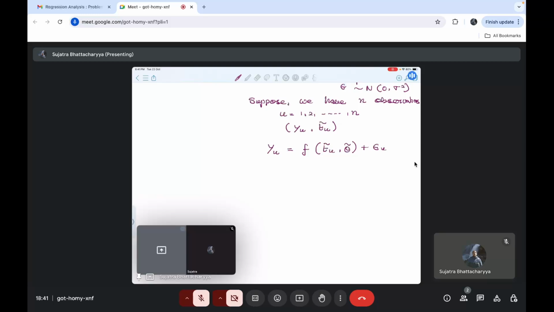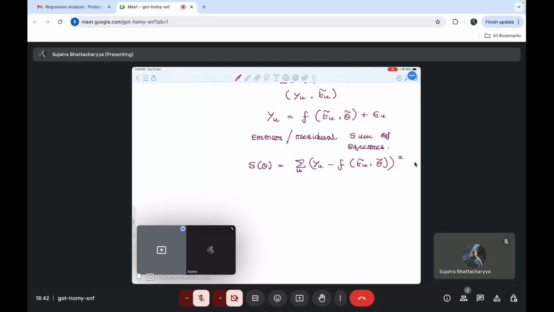Now, if you try to go ahead in the same way as we do for the linear regression model, you go for the error or residuals, the residual sum of squares, SS residual. So we can write S of theta as the summation over u of y u minus f of t u tilde, theta tilde, and the whole square. This is what we generally do, and this should be in u, remember. So this is already done.